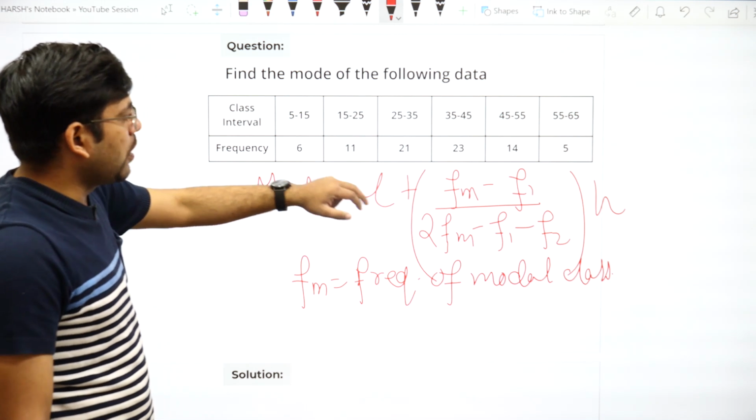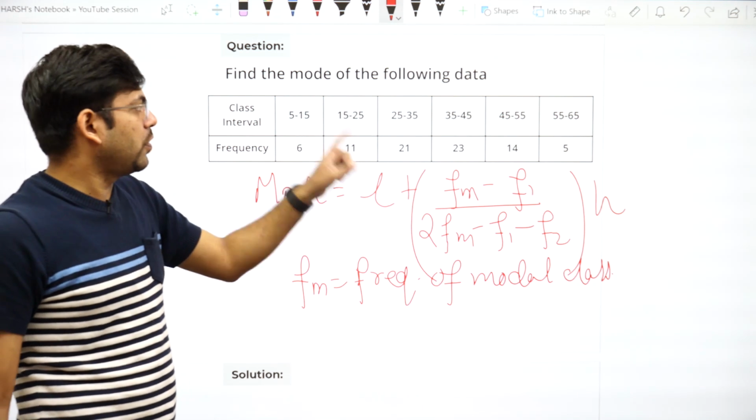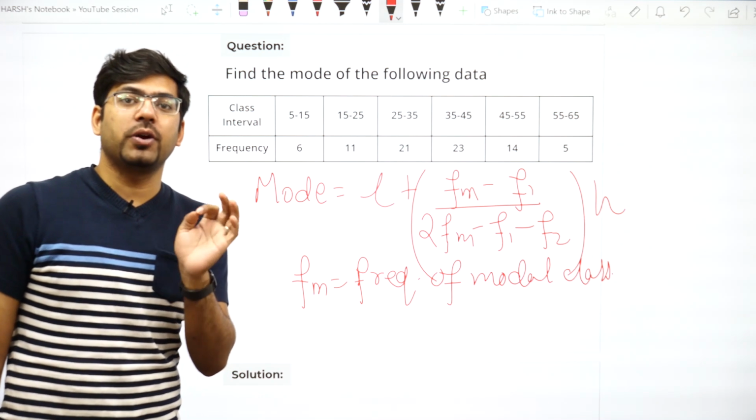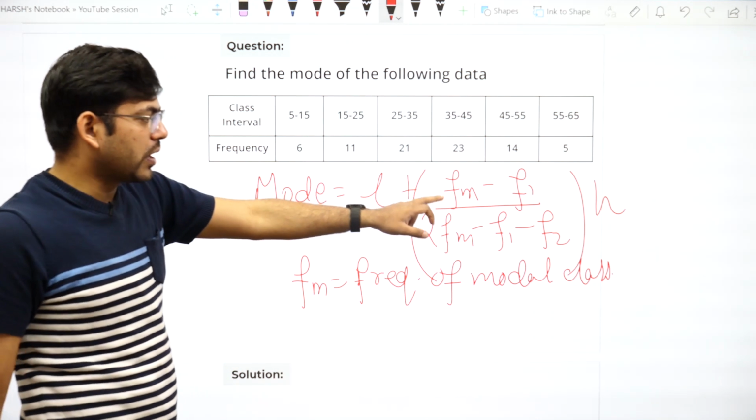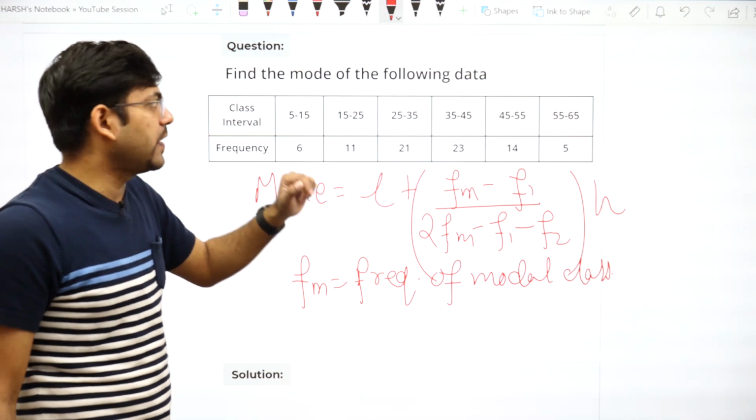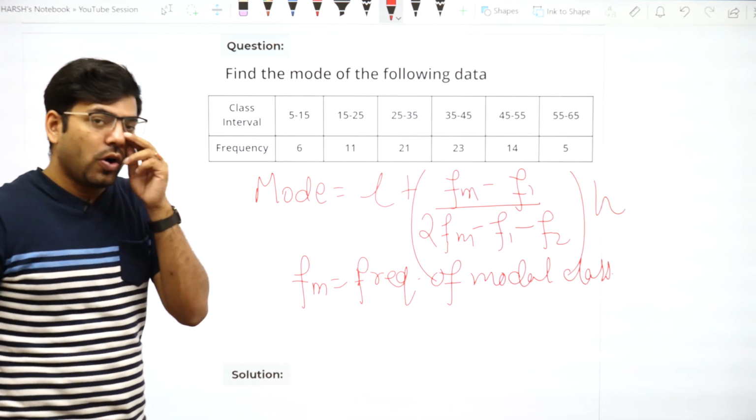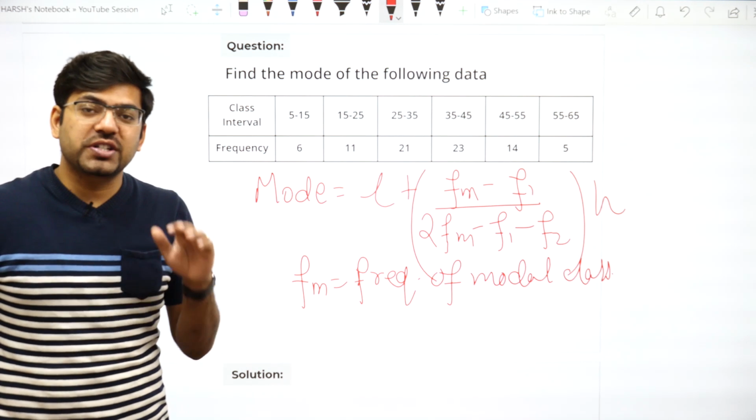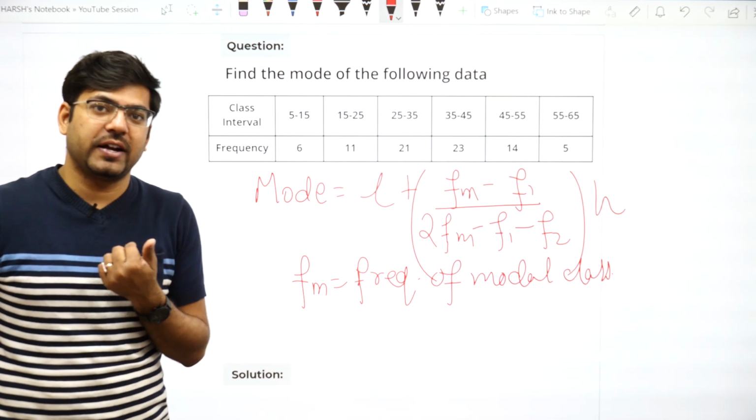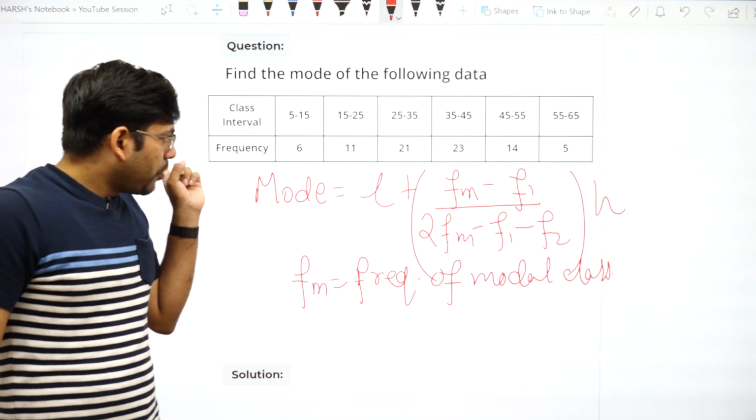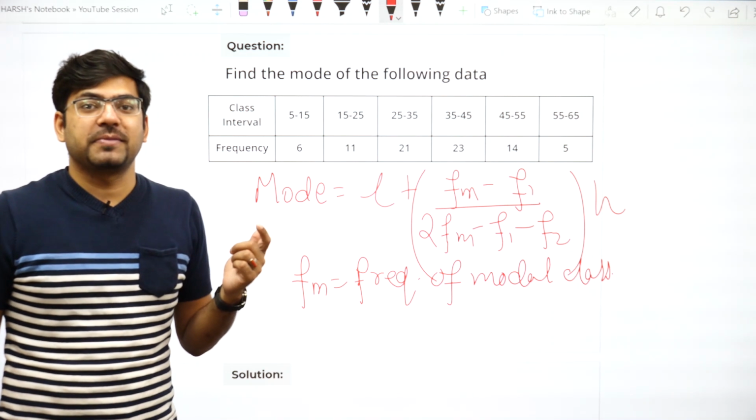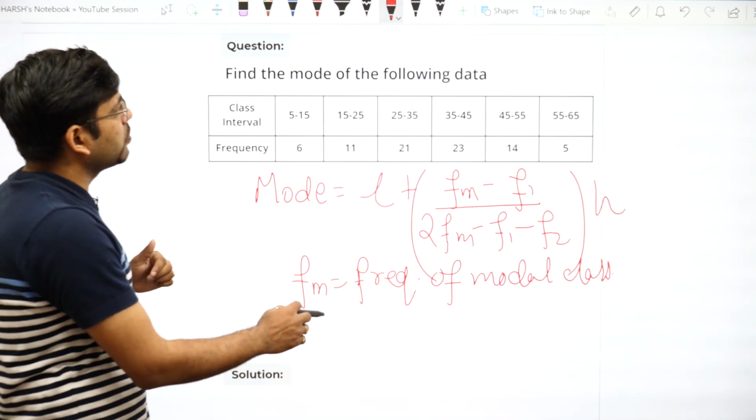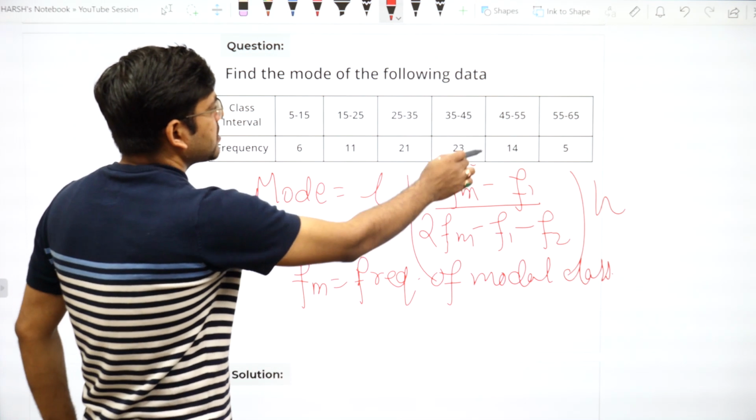Now, once you have the formula, you need to find out the modal class first of all. In finding the mode, the very first step is finding the modal class, because that modal class would be required for getting all these values. So for that modal class, always remember one thing, what is mode? Mode means the most frequently occurring value in a data. Okay, so here find the frequency which is maximum. The frequency which is maximum, that will be the modal class. So here you would be able to see that 23 is the largest frequency.